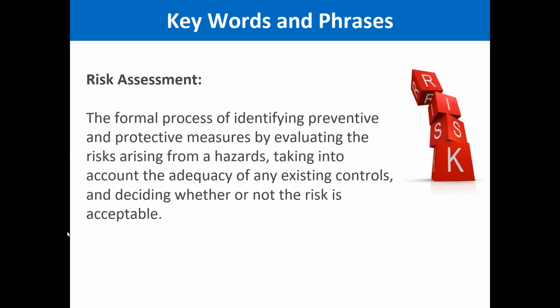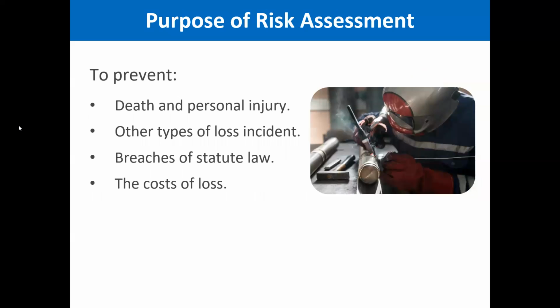So basically what we do in a risk assessment is we look at what the hazards are, what the risks posed by those hazards are, and then we look at the existing controls and decide whether those existing controls are sufficient or not. If they are not sufficient, then we will decide on additional control measures to reduce the risk to an acceptable level. So this is called a risk assessment.